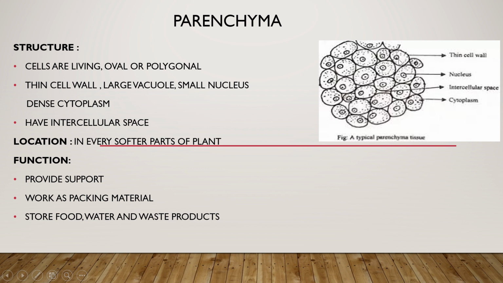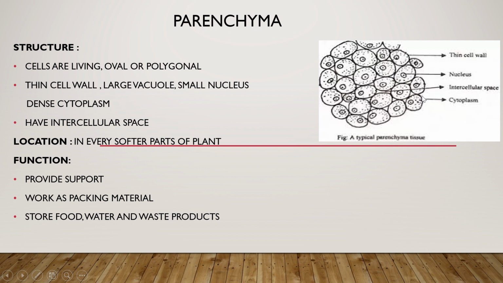As you can see, the cell walls of these cells are thin, and they have a small nucleus. Here you can see this small nucleus, and a very large vacuole is present in them. The vacuole is large. A large vacuole, a small nucleus, and the cytoplasm is dense. So: thin cell wall, a small nucleus, a large vacuole, and dense cytoplasm.